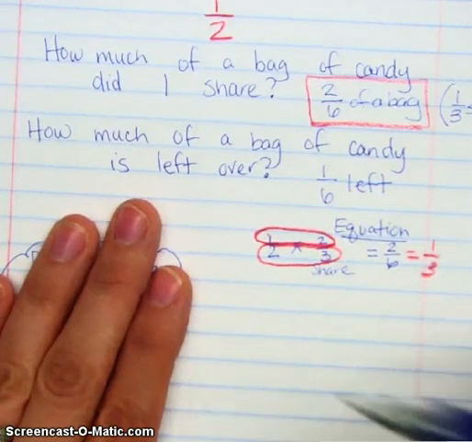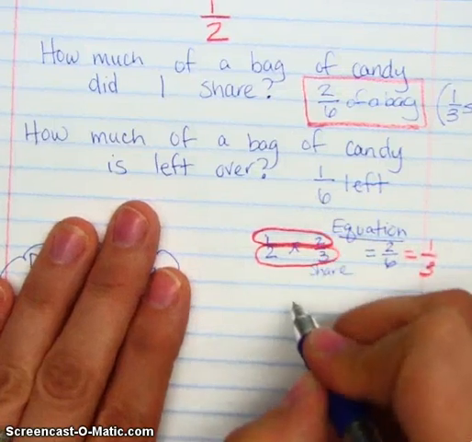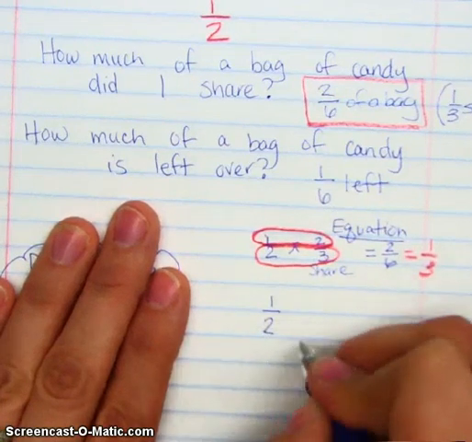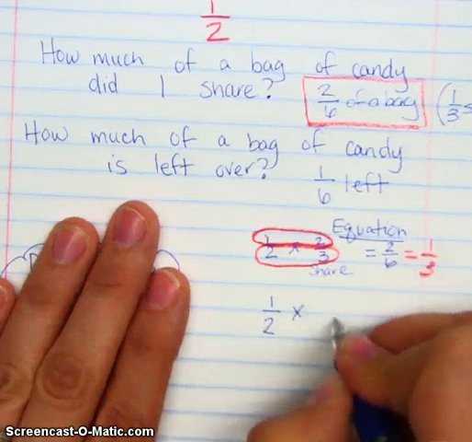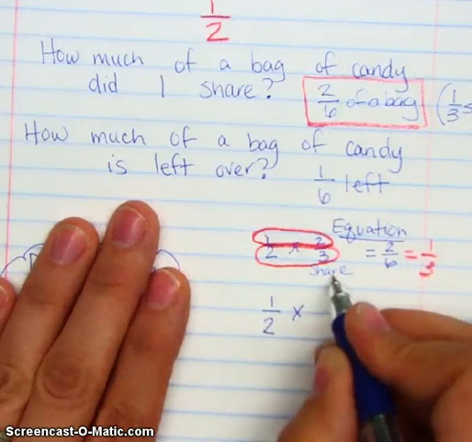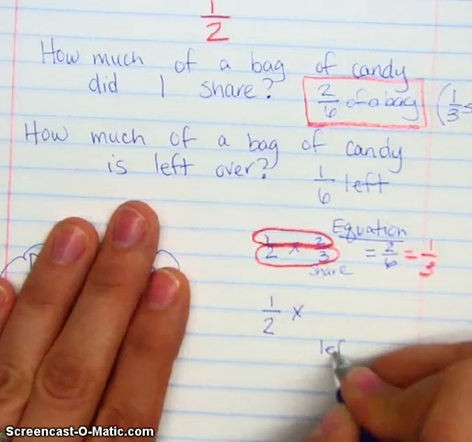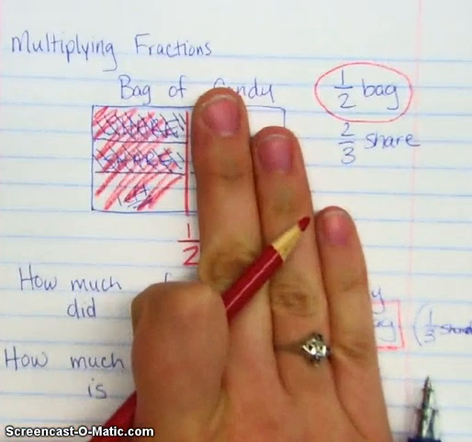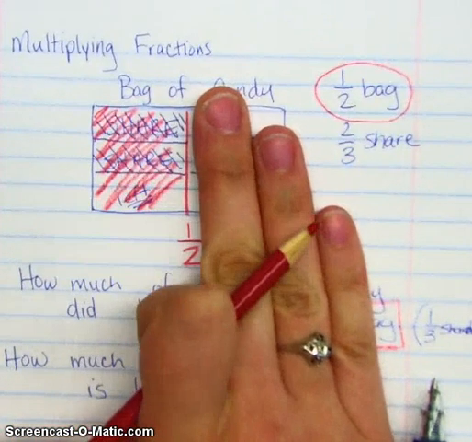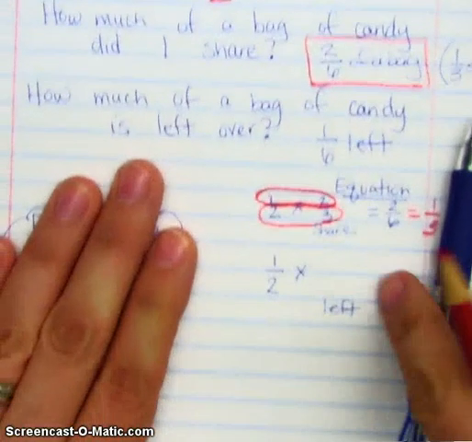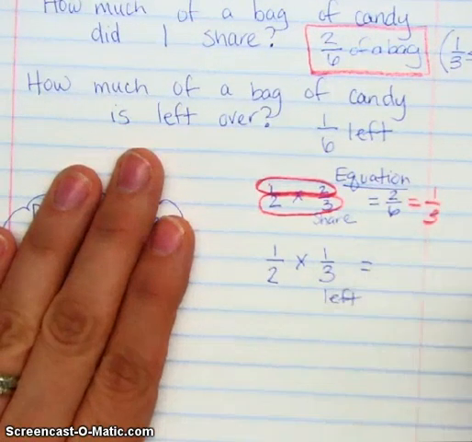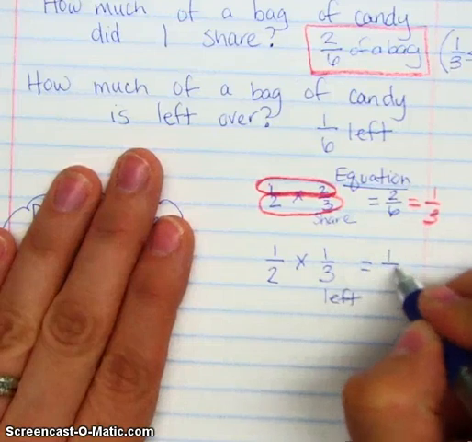So for number 2, the second question, we said it was half of a bag. It's still what we started with. And instead of talking about what we shared, we asked for what was left. So looking again here at the picture, if I shared 2/3, what was left over was 1/3 of that. So my fraction here would not be 2/3, it would be 1/3. And my answer was 1/6.